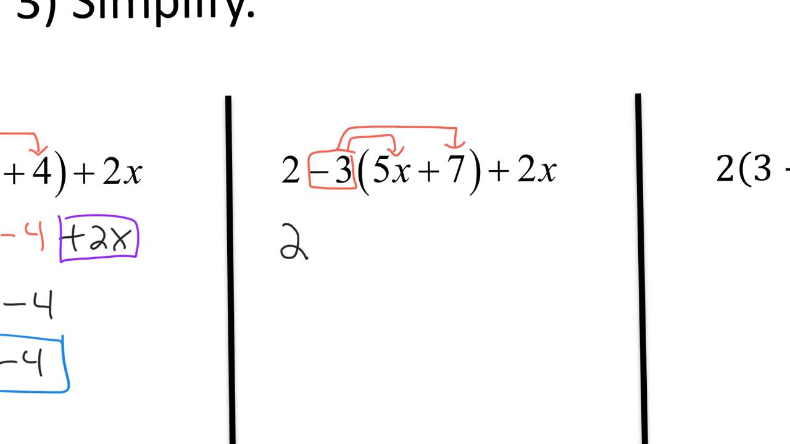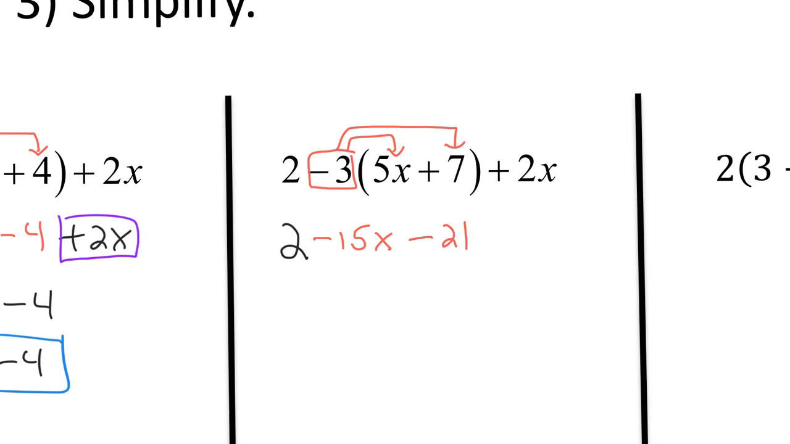I'm going to multiply negative 3 times positive, there's an invisible plus, 5x. Negative 3 times 5, that's negative 15. So we put negative 15x. You bring down the variable. Then you multiply negative 3 times positive 7. Negative 3 times positive 7, that's negative 21.